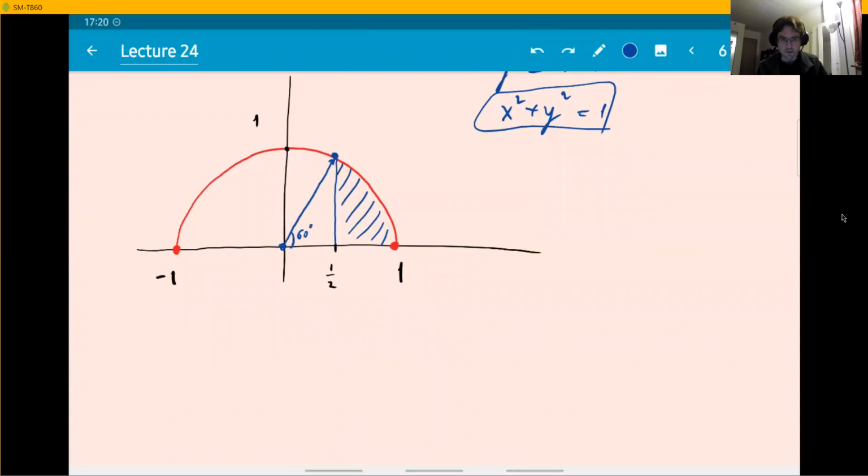This is a piece of circumference. The area of that piece would be, so pi r squared, which is just pi, is the area of the whole circle, but that's a piece corresponding to an angle of 60 degrees.